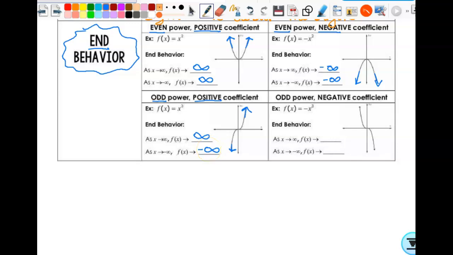Odd is opposite, right? Odd power negative coefficient, that means we take our concept of a cubic looking thing and we reflect it in the x-axis. So it changes. And as x approaches infinity, f of x approaches negative infinity. And as x approaches negative infinity, f of x approaches infinity. Okay. Everybody good with that?